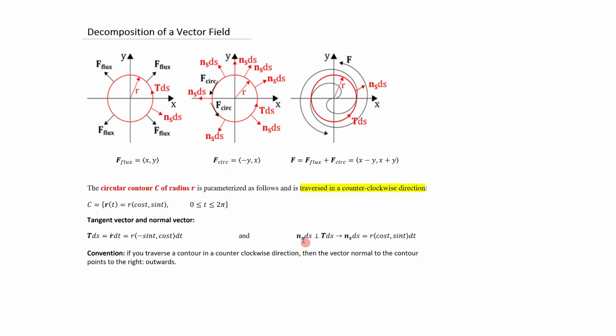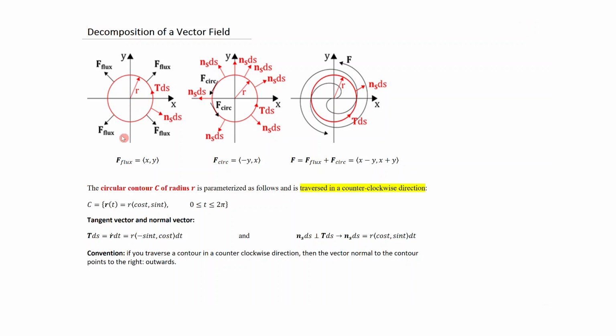Similarly, if you want the normal vector, which is going to be required, then this is perpendicular to this, and we have shown before that this can be represented as r cos t, sine t dt. You can confirm that when you go around the contour in a counterclockwise direction, n ds will always be pointing outwards in a radial direction. That's clear just by looking at this expression and this expression. They're essentially in the same direction, pointing outwards. Anyway, these are things to keep in mind.